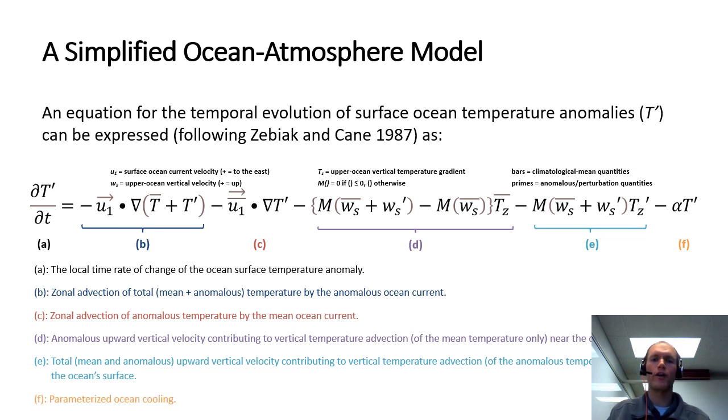We call this a parameterized ocean cooling to ensure that we don't just run away into an El Nino or into a La Nina state. We want to create something that is quasi-steady or quasi-consistent over time.